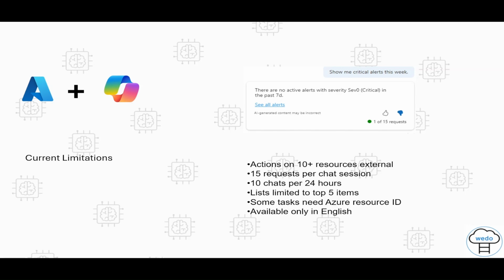So currently you are also limited to 15 requests per chat and 10 chats per 24 hours. And then list responses are limited to the top 5 items, and some tasks require the Azure Resource ID instead of resource names. So you may see some resource IDs instead of resource names. And then finally, Microsoft Copilot is currently available only in English. So those are the limitations.